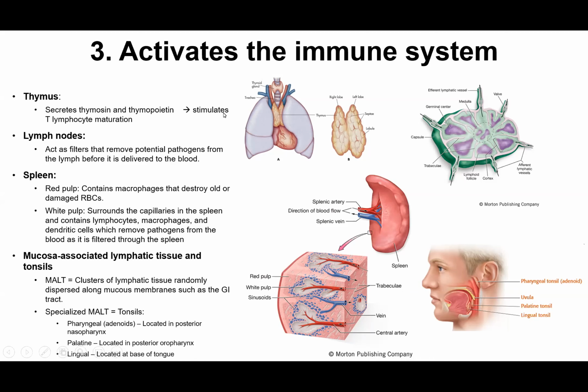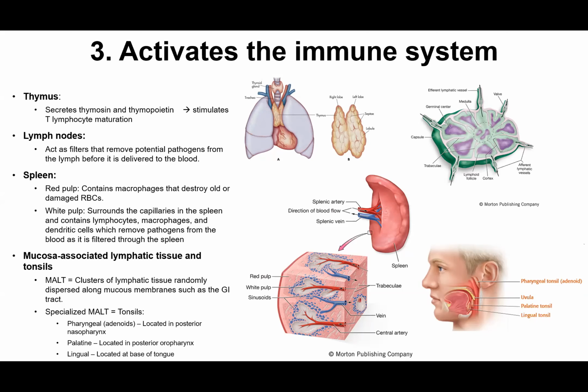And remember, T lymphocytes are immune system cells. They are types of white blood cells. If you remember back to our blood lecture from, it's been what, 2 weeks now? So again, the thymosin and thymopoietin stimulate T lymphocyte maturation.